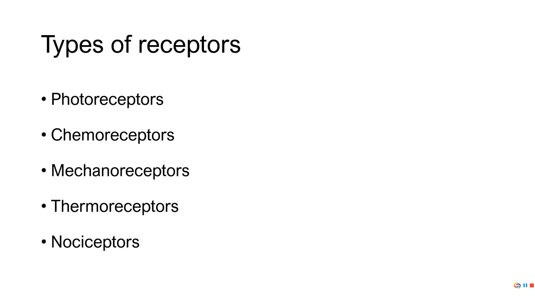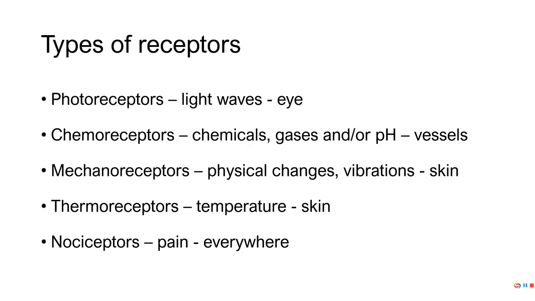With the types of receptors, there are 5 main types. We've got photo, chemo, mechano, thermo, and nocio. They all sense different things. Photoreceptors are activated by light, chemoreceptors by chemicals, and mechanoreceptors are stimulated by changes in their shape. When the mechanoreceptor becomes deformed or changes shape due to a physical change or vibrations, then they're activated. You've got thermoreceptors in your skin, and then you've got nociceptors that detect pain.